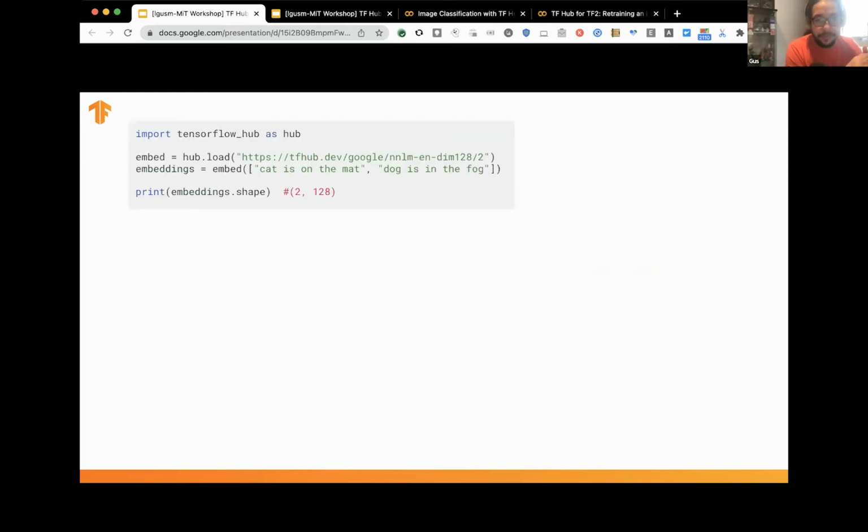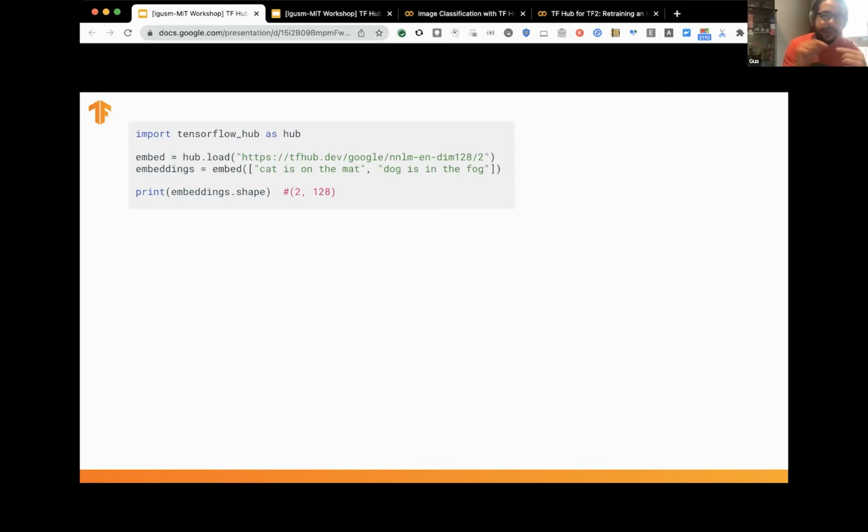So here's a code sample for us. I import TensorFlow Hub as hub. That's very typical. And then what we do is hub.load. Hub.load is the method that will get a model handle, as you can see there, and it will download it, put it in a temporary directory, and load that as a TensorFlow model ready to be used. So the embed variable there is a TensorFlow model that's ready to be used directly.